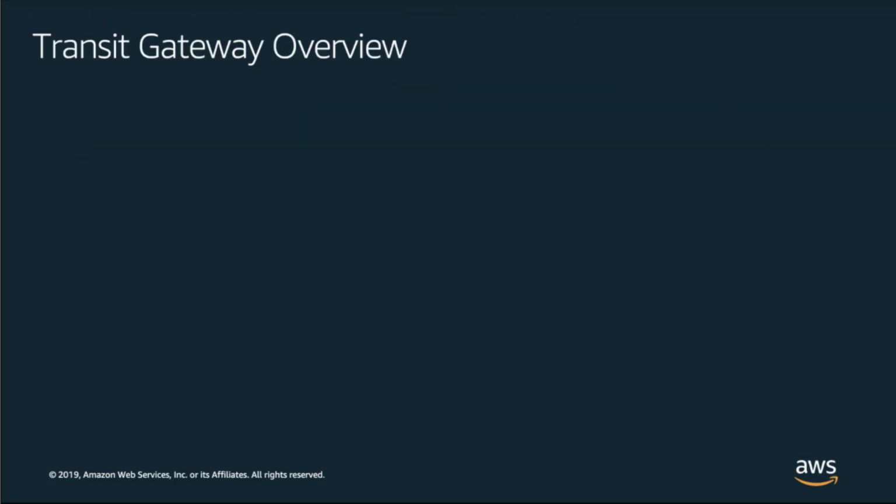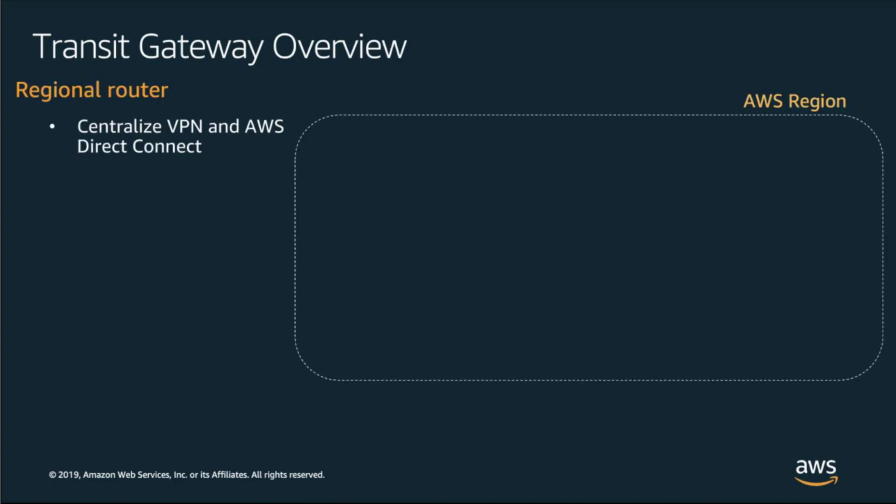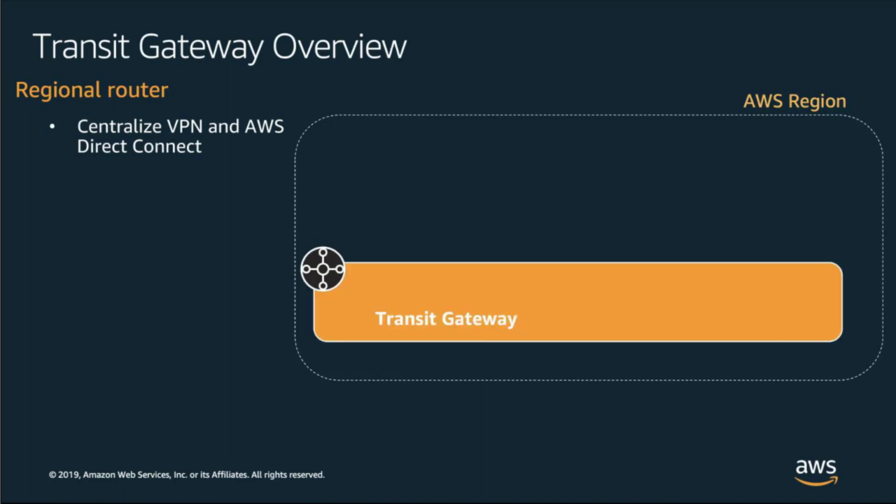So if we dig in and look at an overview here, Transit Gateway is a regional router, so exactly like you'd expect with a Transit VPC type of architecture. So it centralizes VPN and AWS Direct Connect. So we deploy a Transit Gateway within a region. This is an important concept. There's some customers that have asked if Transit Gateway goes across regions or if it can connect to VPCs in different regions. It is a regional service. But within that region, it's highly available throughout availability zones.